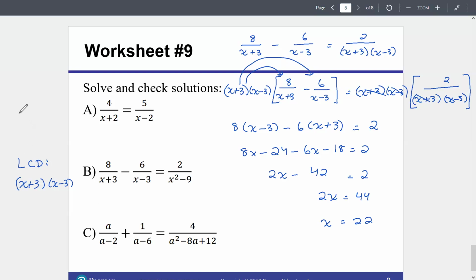Once again, if I went through and I checked, we're going to have 8 over, and if we have 22 plus 3, that's going to be 25. And then we have 6 over 22 minus 3, so that's going to be 6 over 19 equals 2 over 22 squared minus 9. Or 75. So 8, if I do this here, 8 plus 25, my calculator, and then I subtract 6 over 19. That would actually be 2 over 245 would be equal to 2 over 245. So I just replaced all my x's with 22. So in that case, it worked. This is a solution.